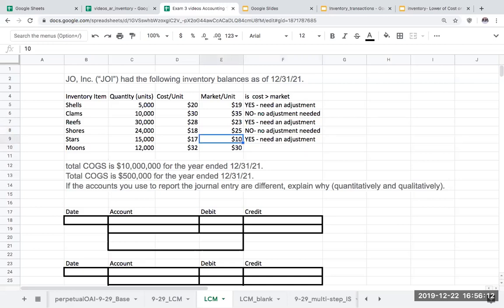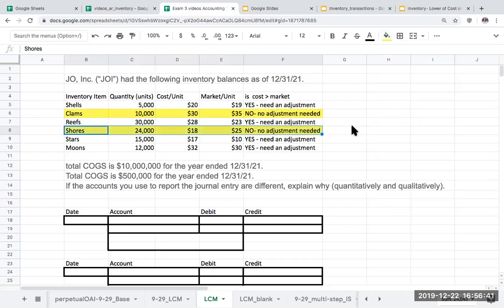Remember, I have to show inventory at the lower of cost or market. Right now, my inventory is here on my books at this value. This is the market rate per unit. Lastly, over here, my cost is greater than my market value, so I need an adjustment. Okay, so what's going to happen here is for clams, and then also over here for Shores.